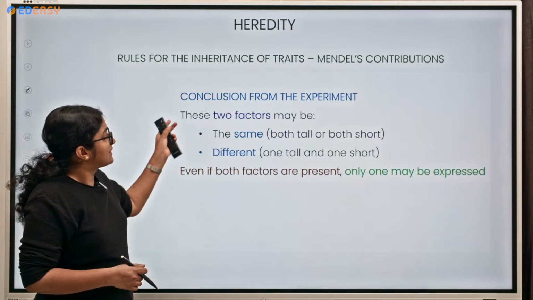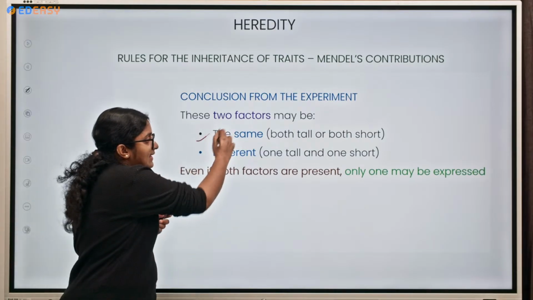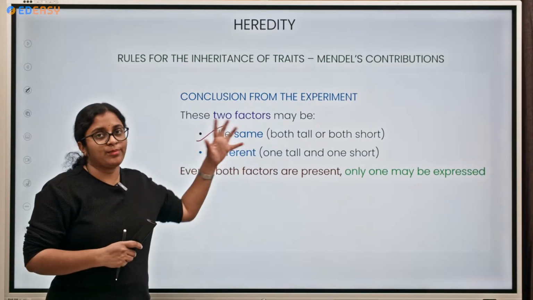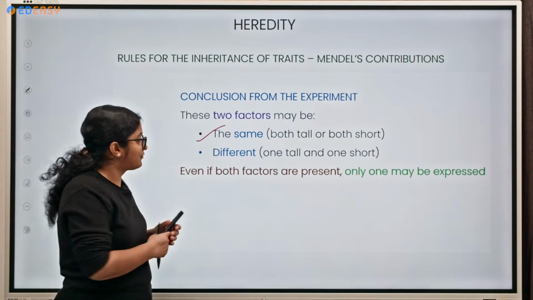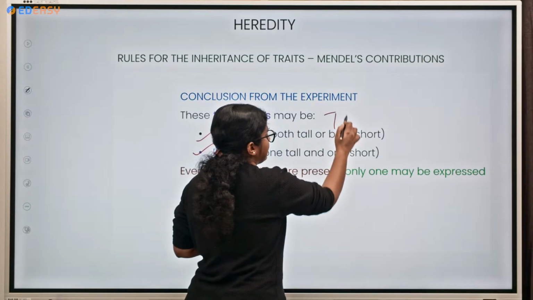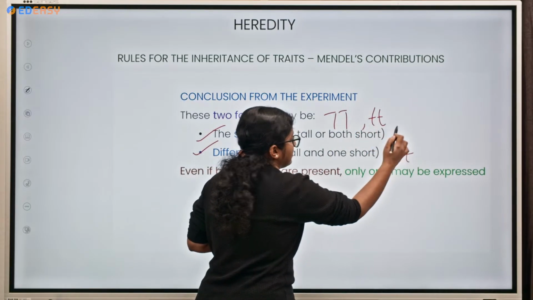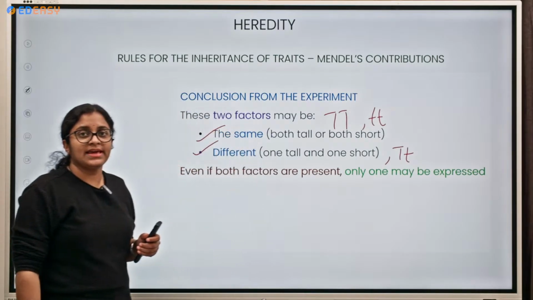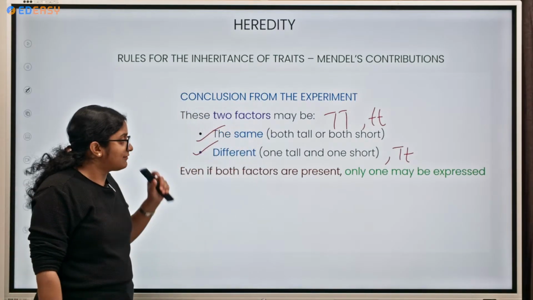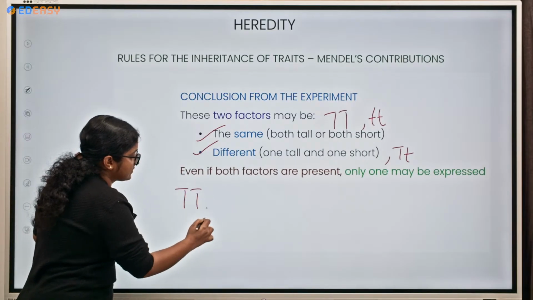So these two factors might be the same. They can be both tall or both short, or they can be different. They can be one tall, one short, like this combination. They can be tall, they can be short, or they can be like this. So even though both the factors are present in a combination like this.